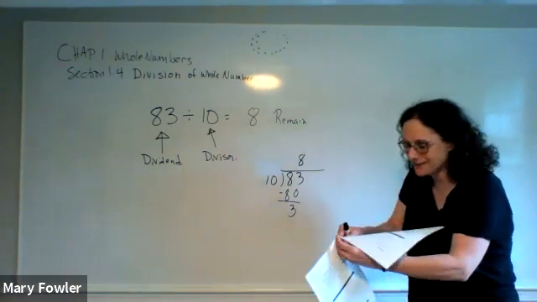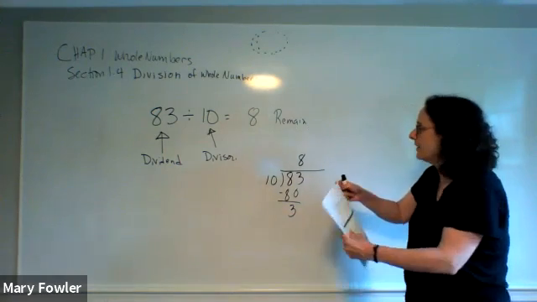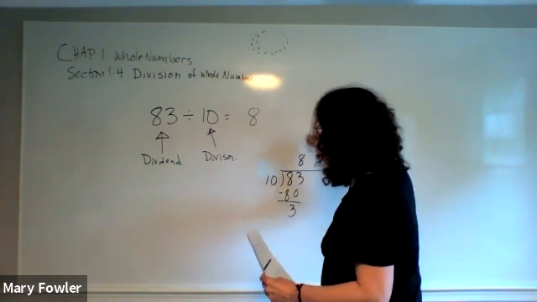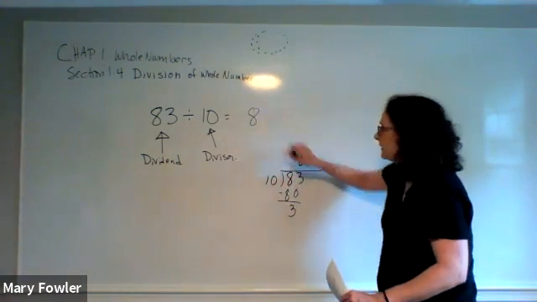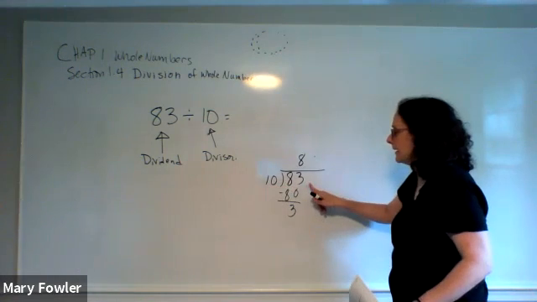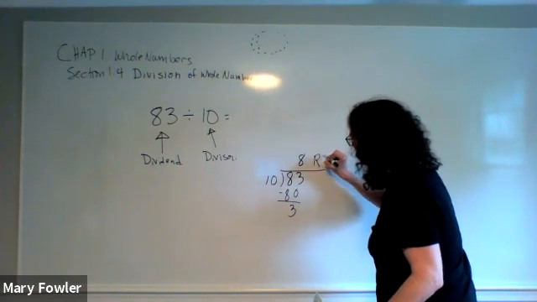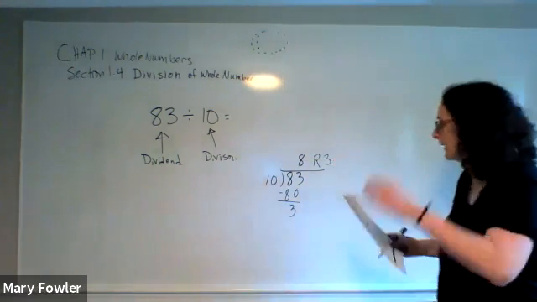Make sure I'm using the same exact notation as in your text. We'll put it here, so 83 divided by 10 is 8 with a remainder of 3. Okay.